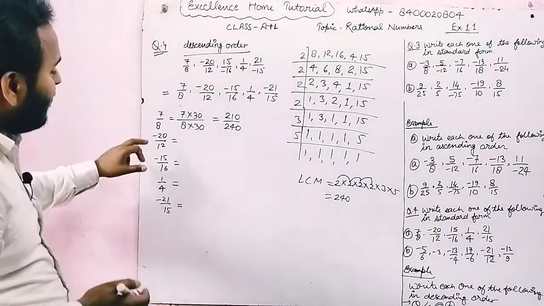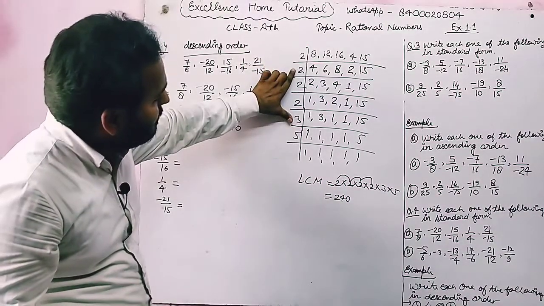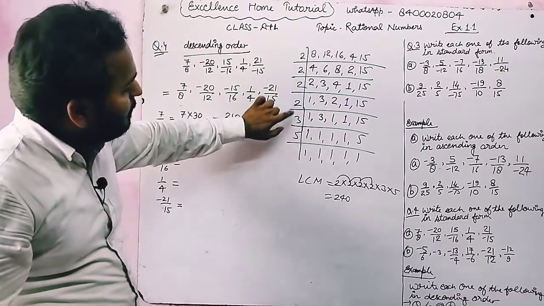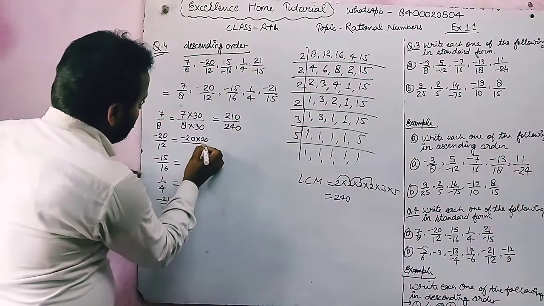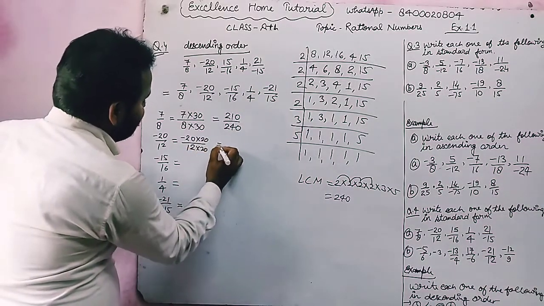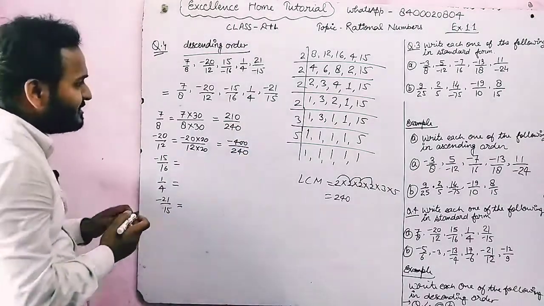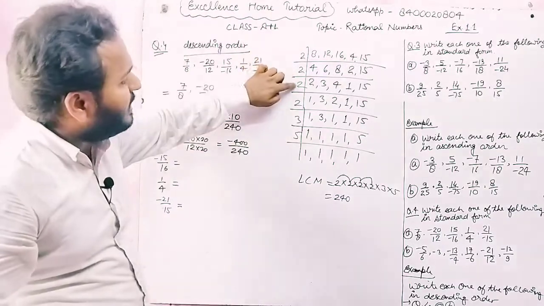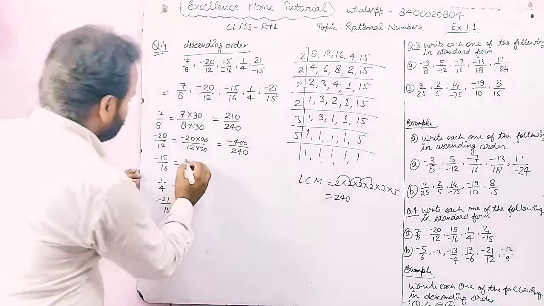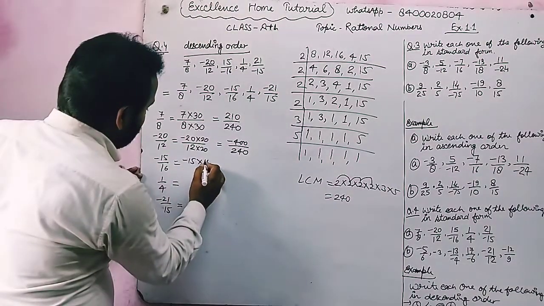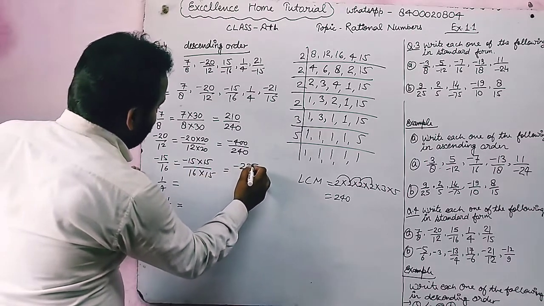After that, minus 20 by 12. We remove 2 twos are 4, 3 fours are 12, and remaining is 2 twos are 4, 5 fours are 20. So we multiply numerator and denominator by 20, so this is minus 400 upon 240. Next is 16: 2 twos are 4, 2 fours are 8, 2 eights are 16. We remove this, remaining is 3 fives are 15, so we multiply numerator and denominator by 15. So this is minus 225 upon 240.